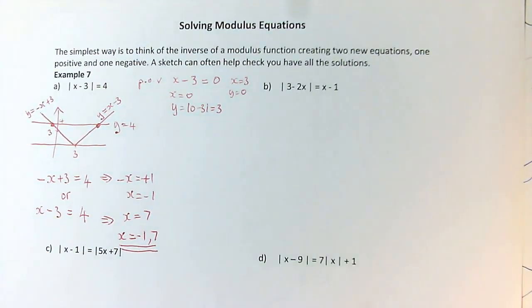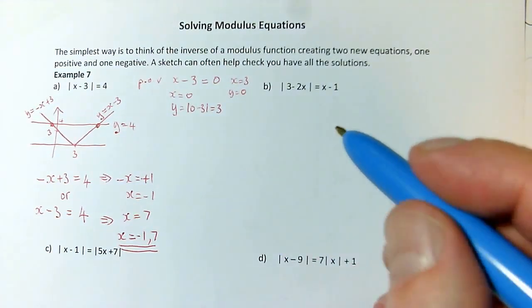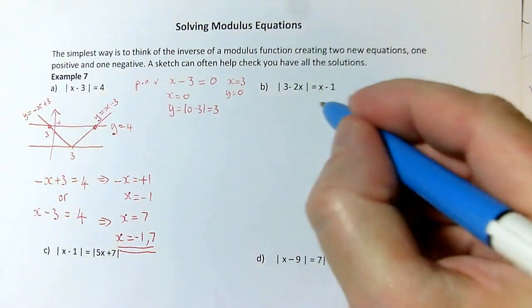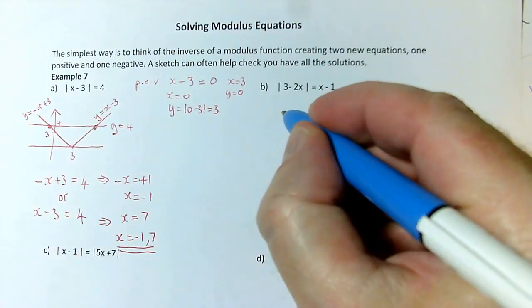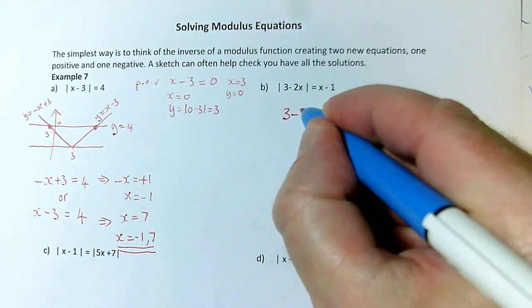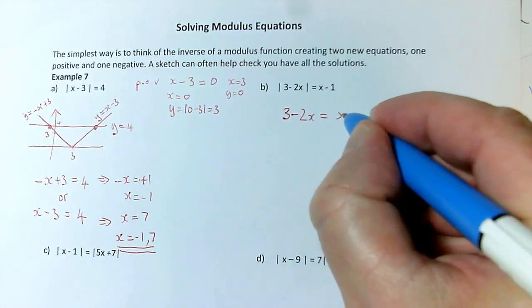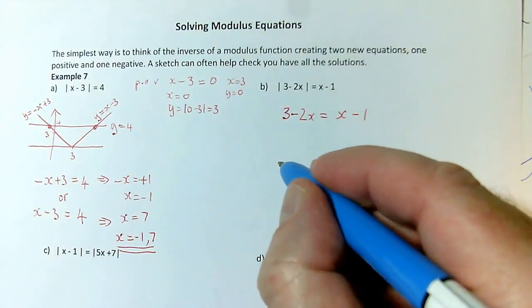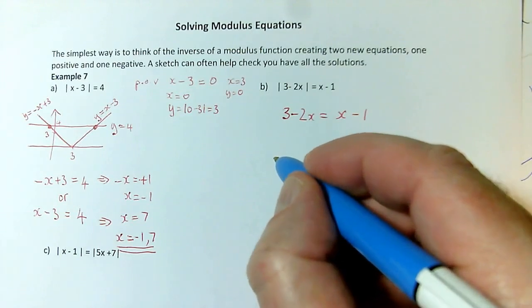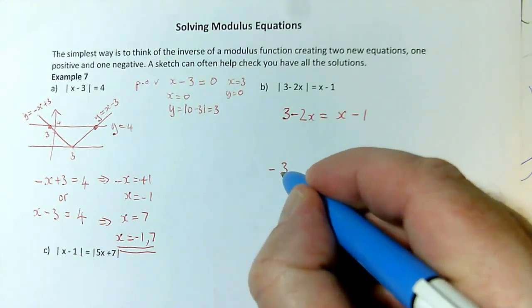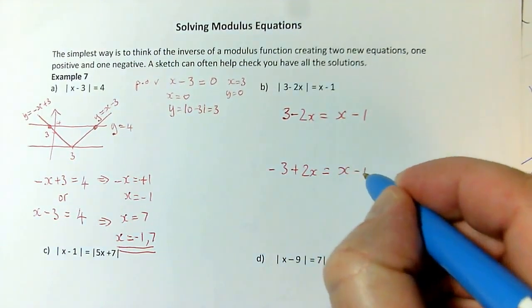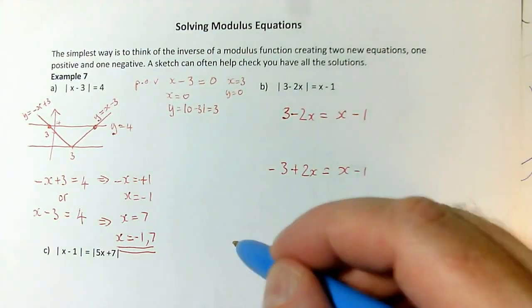Okay, so I've seen how I can do it using the graphs. Let's do B, where I just go straight to the equations. So the first equation is very easy. Either the modulus causes a sign swap or it doesn't. If it doesn't, then 3 minus 2x is going to equal x minus 1. So that's my first equation to solve. Or the second equation is going to be the modulus does cause a sign swap. So minus 3 plus 2x is going to equal x minus 1. The other side can't change because it hasn't got a modulus on it.